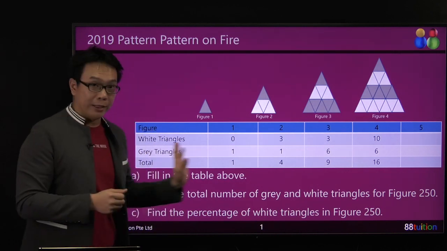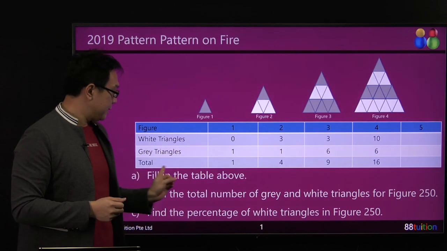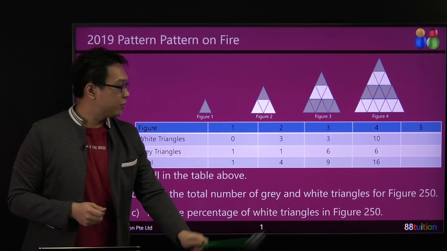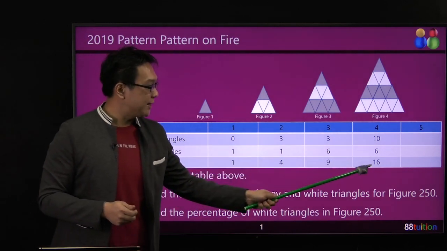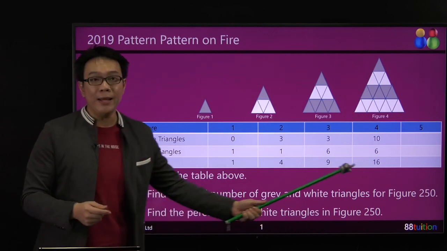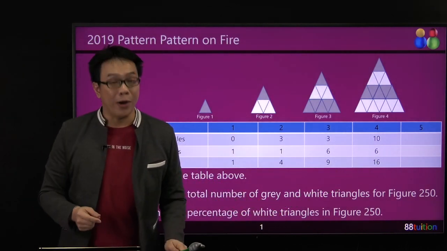Okay? Then now I look at the table. In figure 1, yes, there is 1 triangle. In figure 2, yes, there's 4 triangles. In figure 3, there's 9 triangles. Figure 4, there's 16 triangles. Hey, these numbers are very familiar. 1, 4, 9, 16, they are square numbers, right?